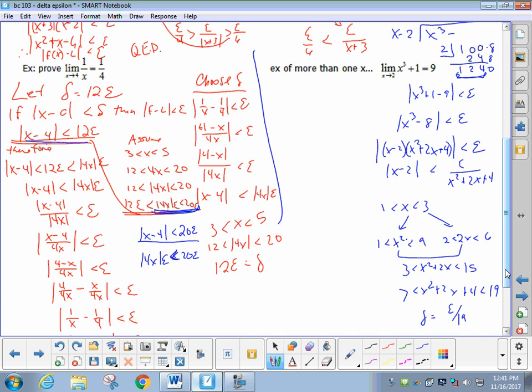Okay, so if we let delta equal epsilon over 19, I can show if x minus c, or x minus 2, whichever you prefer, is less than delta, then it must follow that f of x minus L must be less than epsilon. Okay.